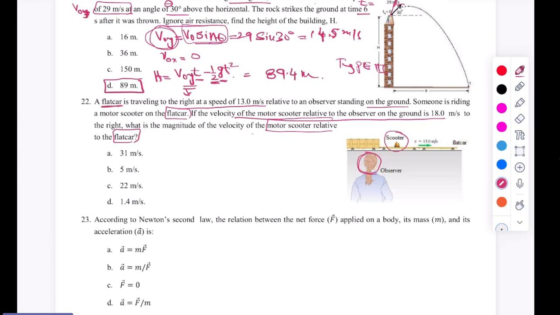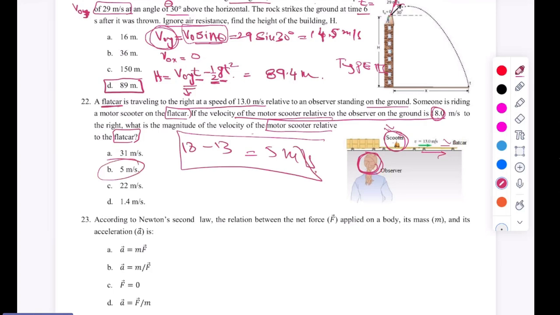So according to this observer, this is moving with 13 meters per second and this is moving with 18 meters per second. So if we want to find the velocity of the scooter with respect to this, we need to subtract the values. So what will be the subtraction? 18 minus 13, which is 5 meters per second. Okay, type 2 question.